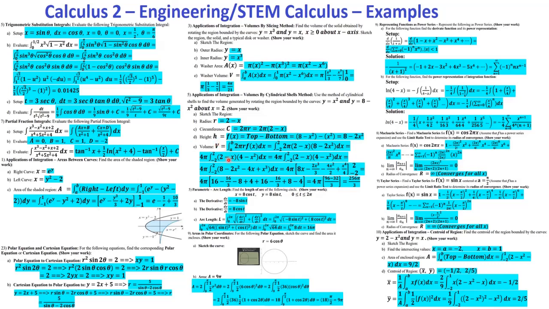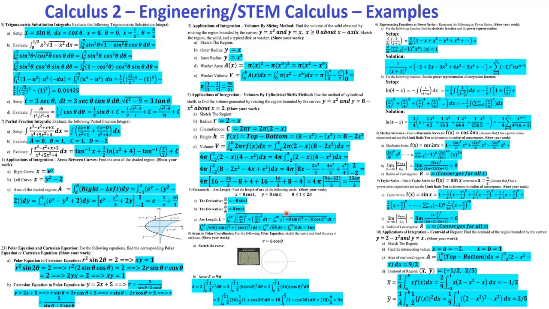The height is f of x, which is the top curve minus the bottom curve, 8 minus 2x squared. Then the volume is the integral from a to b of 2 pi r f of x dx, from minus 2 to 2 of 2 pi times minus x times 8 minus 2x squared dx. If you integrate this, you will end up with 256 pi over 3. Okay.